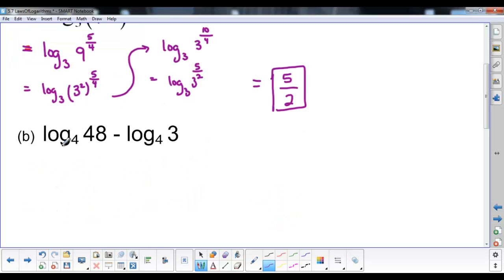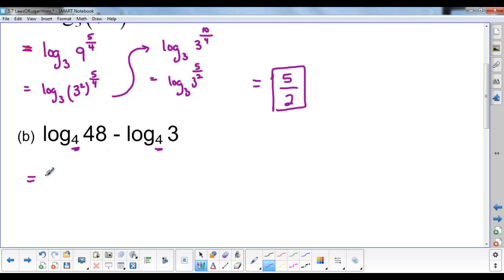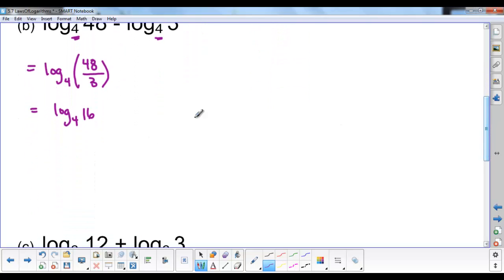In part B, we have two logarithms that are being subtracted, and they both have the exact same base. So when you're subtracting logarithms, you'll keep the base, and then we just divide the arguments. So this becomes 48 over 3. So we end up with log of 16 with base 4, which is very convenient because I can write the 16 as a base 4, so 4 squared, and then obviously our answer will just be 2.